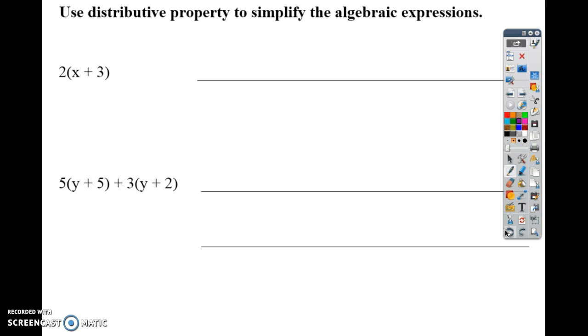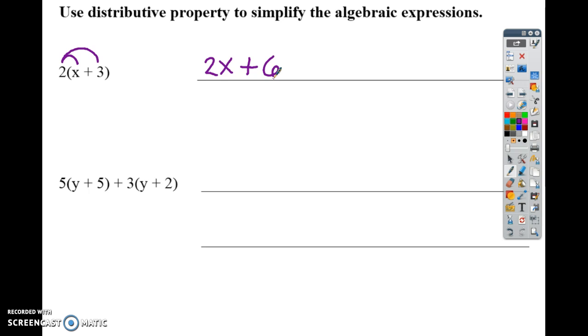So problem number 1, you can distribute because you have parentheses. So when you distribute, what do you do when you distribute? You multiply. So we're going to multiply 2 times x is 2x, and 2 times 3 is 6, so that's a positive 6. Make sure that you don't forget the symbols in between.